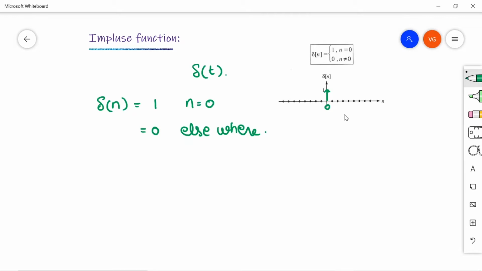Elsewhere, the amplitude is 0, right? So at n is equal to 0, you have an amplitude of 1. Elsewhere, the amplitude of del of n, that is your impulse function, is 0. See here at n is equal to 1, 2, 3, everywhere it is 0 till infinity. Similarly, on the negative side, -1, -2, -3 till minus infinity, you have 0 amplitude for your impulse function. The amplitude of the impulse function exists only at n is equal to 0. As we are defining the unit impulse function, the amplitude of del of n at n is equal to 0 is 1 or unity.